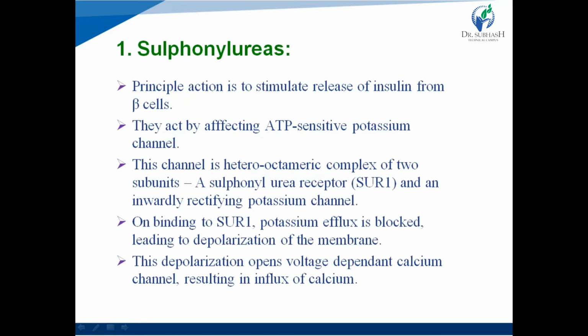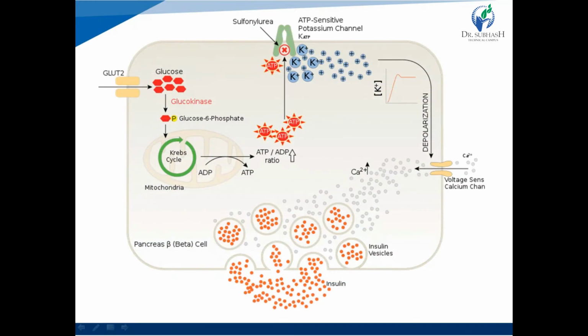Mechanism of action of oral hypoglycemic agents. In that, the first class is sulfonylurea. We have seen that sulfonylurea and meglitinide analogues are the classes of insulin secretagogues, meaning they enhance secretion of insulin from beta cells of the islets of Langerhans of the pancreas. Here we can see in the figure the beta cell of the pancreas.